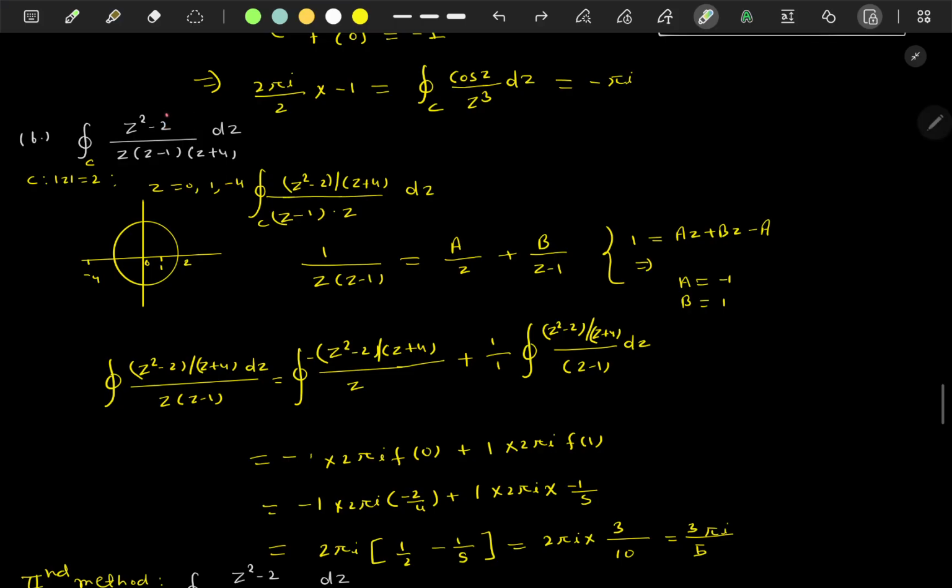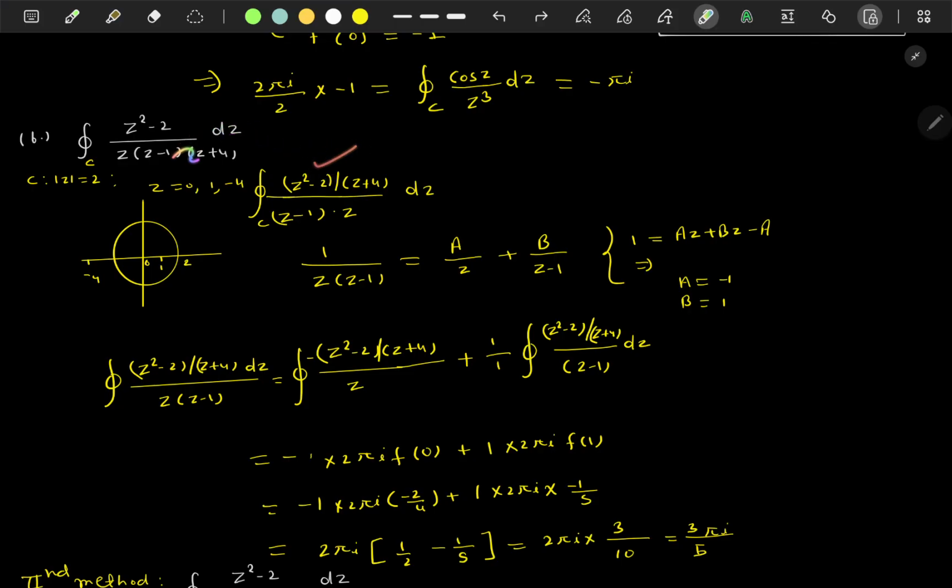Simply look here, here is the function. What are the singularities? z equal to 0, 1 and minus 4. Now draw the closed contour. This is the closed contour. You can see 0 and 1 lie inside the contour, so we have to solve for these. z equal to minus 4 lies outside, so it's not a problem point.